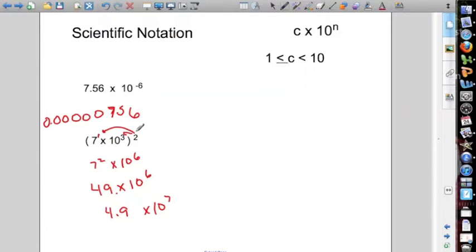So again, just to review, make sure you have a number between 1 and 10. Make sure the exponent is how many places the decimal has moved. And then make sure if you are dealing with a big number, make sure you are having positive exponents. And if you are dealing with a small number, make sure that you have negative exponents.